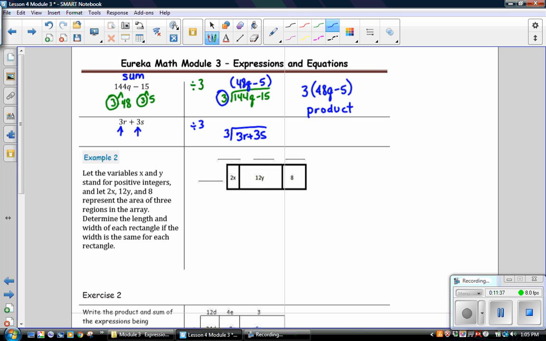Our expression 3r plus 3s is in the division house. 3 times r is 3r, and 3 times s is 3s. And remember the addition sign. So our two factors are 3 and r plus s. You can double check your answer. 3 times r is 3r, and 3 times s is 3s.